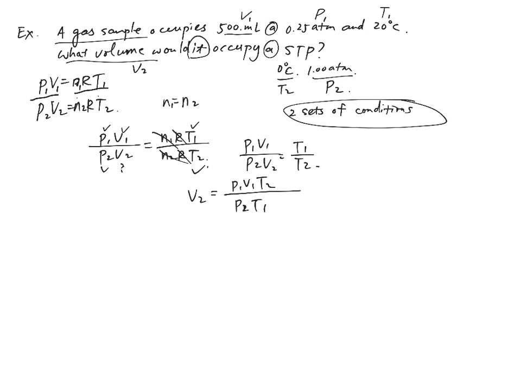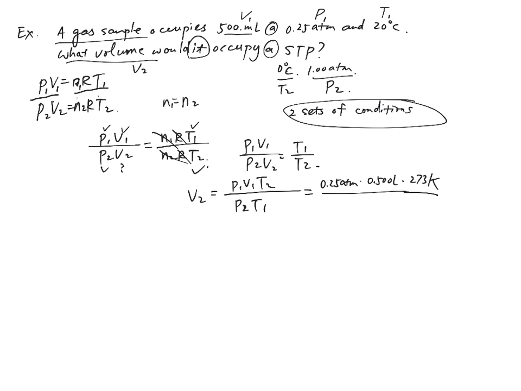And once you get this, just start to stick the things in there. 0.25 atmosphere, that's P1. V1, 500 milliliters, so 0.500 liter. And then T2, don't mess that up. 0 degrees Celsius, 273 K.